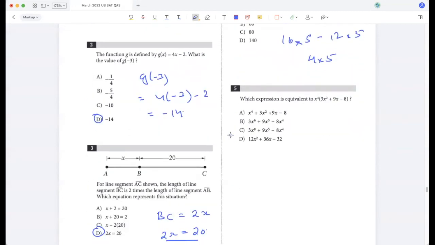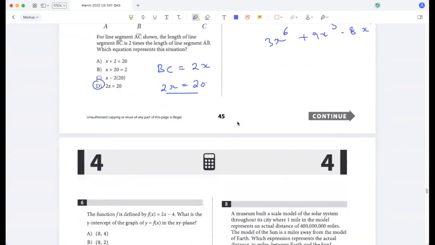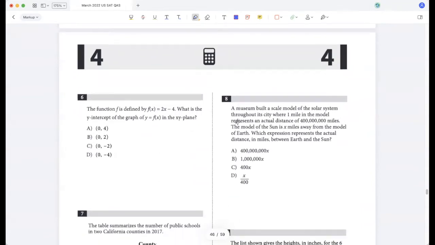Which expression is equivalent to this? So x to the power 4 times 3x squared plus 9x minus 8. So 3x to the power 6 plus 9x to the power 5 minus 8x to the power 4. 3x to the power 6, 9x to the power 5. Option B.